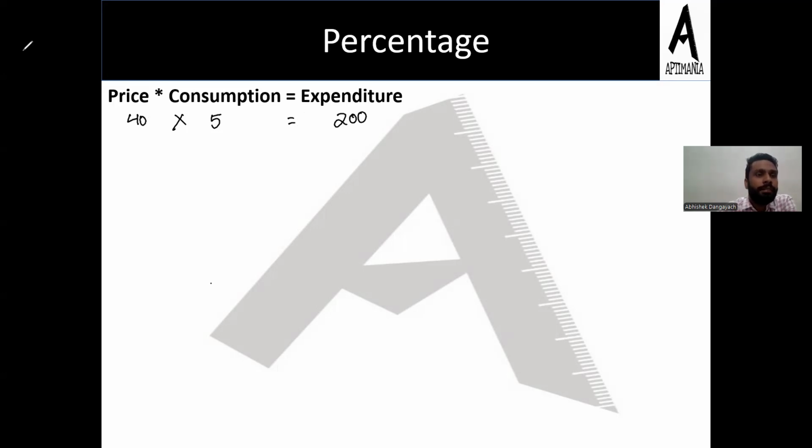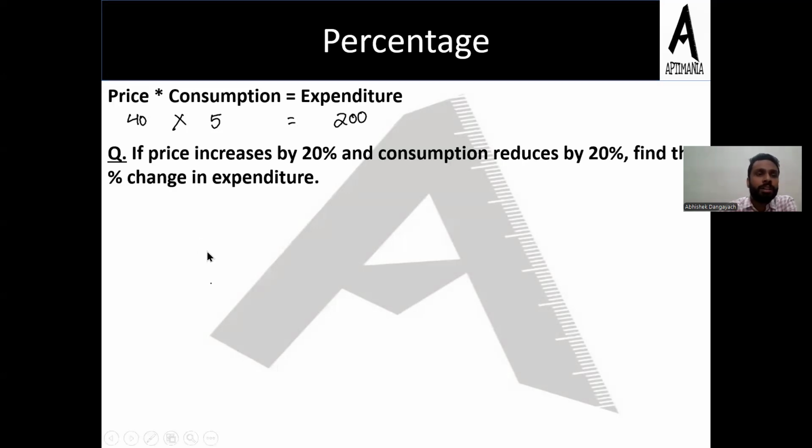Going ahead, let's have a question based on this concept. The question is on the screen. If price increases by 20% and consumption reduces by 20%, find the percentage change in expenditure. So all of you may pause the video, may try to solve the question as we did it earlier in the previous slides of this session only. We'll check out the answer at the end.